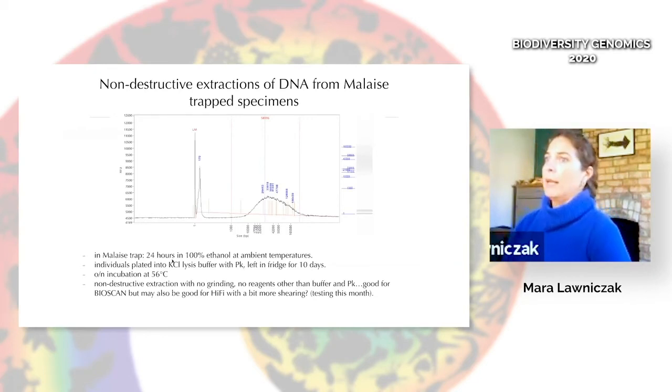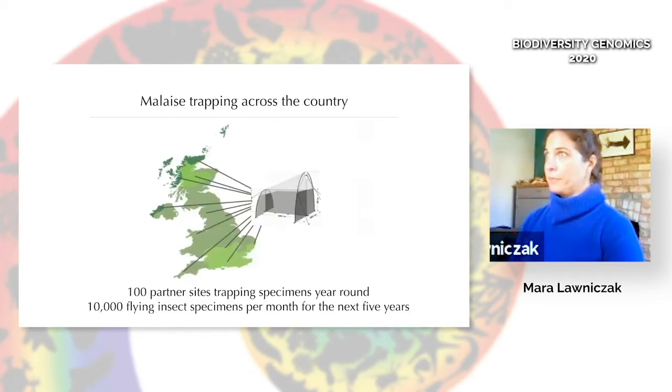This is a mock Malaise trap experiment using mosquitoes, in which the mosquitoes were sitting in 100% ethanol at room temperature for the day without the squish that I mentioned before. Then we've individually plated them out into this potassium chloride buffer with proteinase K. They've been left in the fridge for 10 days, and then we do an overnight incubation at 56 degrees. You can see that we still have some decent high molecular weight material here, which with further shearing is probably reasonable to try out CCS on. So we'll be trying that out over the course of the next month.